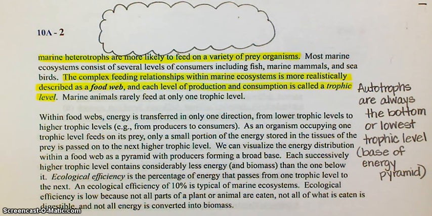Ecological efficiency is the percentage of energy that passes from one trophic level to the next. An ecological efficiency of 10% is typical of marine ecosystems. Ecological efficiency is low because not all parts of a plant or animal are eaten. Not all of what is eaten is digestible, and not all energy is converted into biomass.